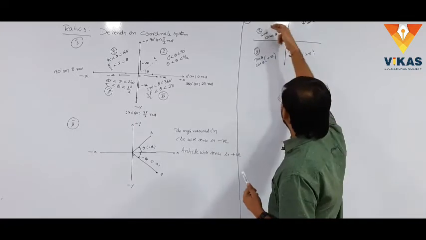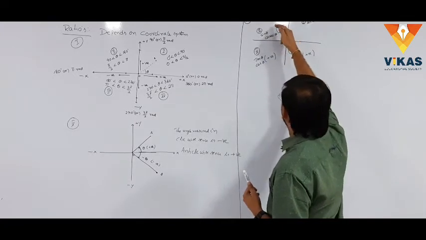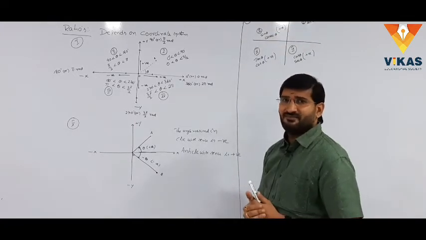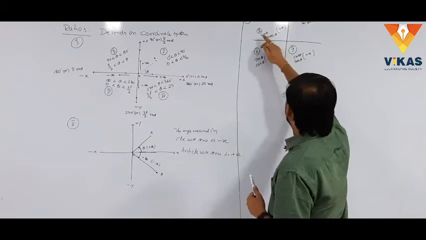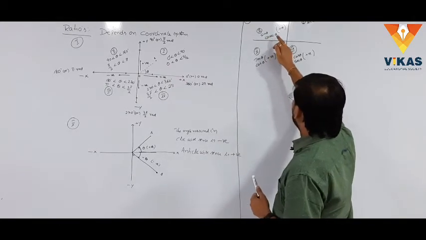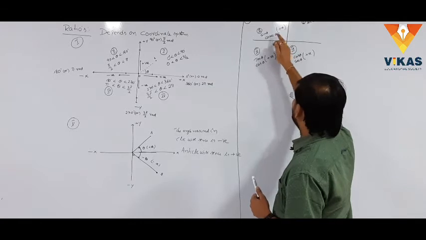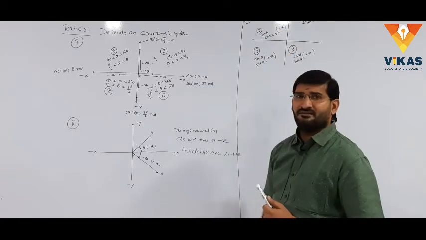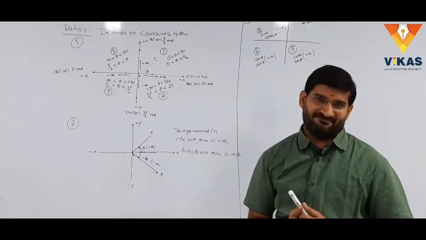Why are the remaining trigonometric values negative in this coordinate system? Why are the remaining ones like tan theta, cot theta, cos theta, secant theta negative in the second quadrant? There is no explanation about that.